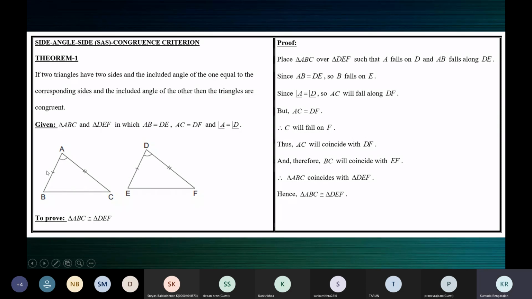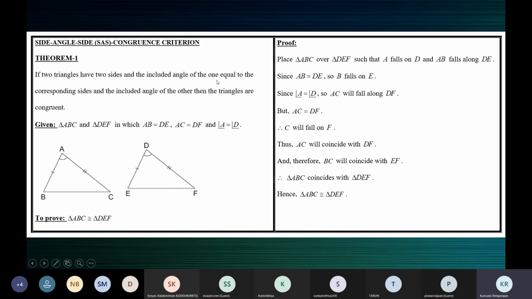If the sides are the arms of an angle, then that angle is included by the two sides. So these are the two sides of the triangle, AB and AC. They are also the arms of angle A. That means angle A is the included angle for the sides AB and AC.